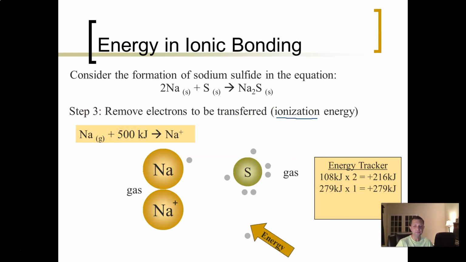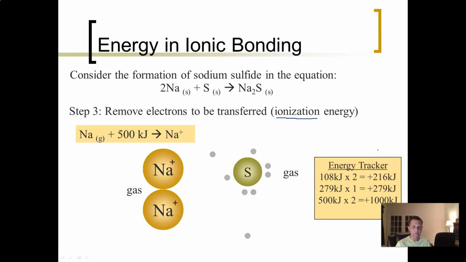Let's do it again. Okay, same equation. Energy tracker, 500 kilojoules times 2, 1 for each sodium, there is 1,000. So a lot of energy going into this so far. That's step 3. Okay, that's taken care of.